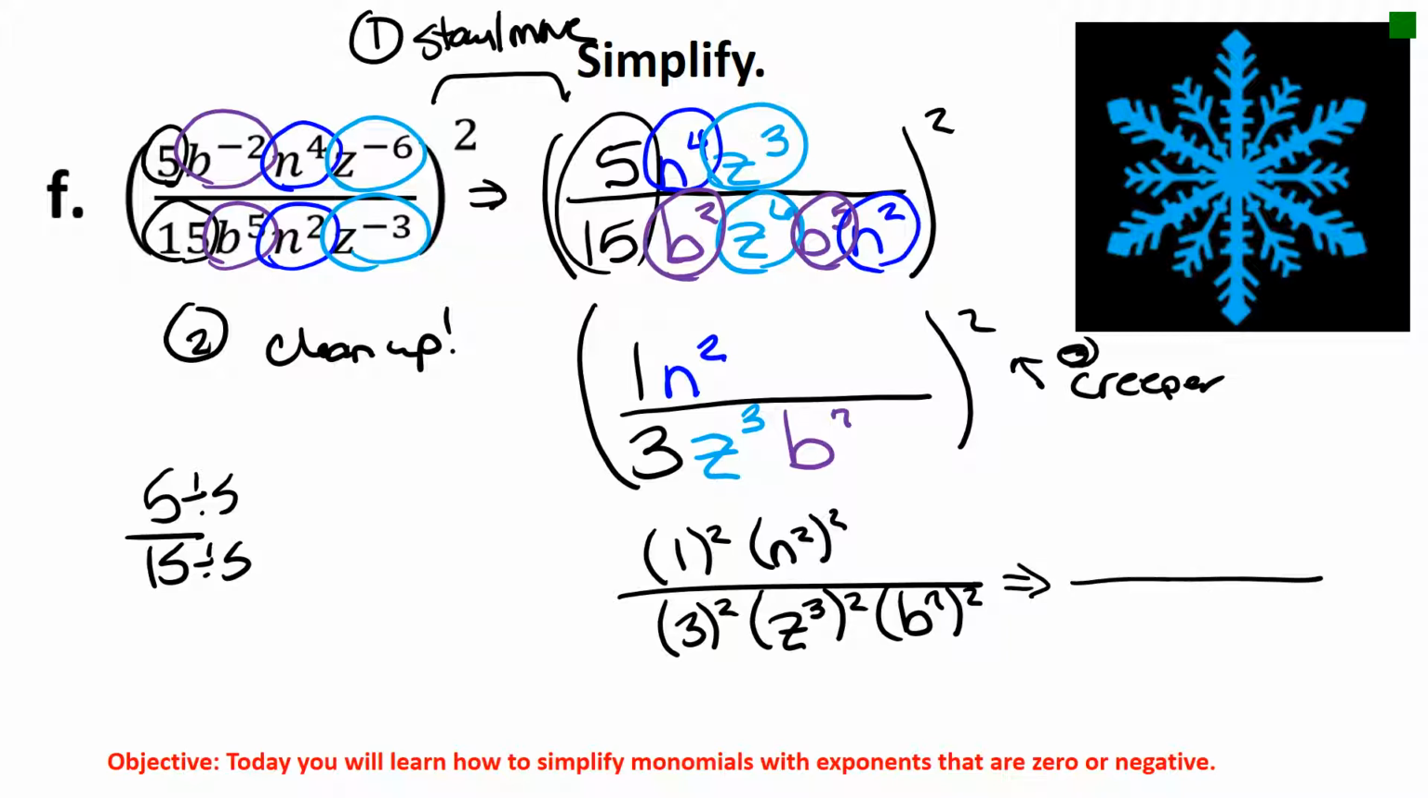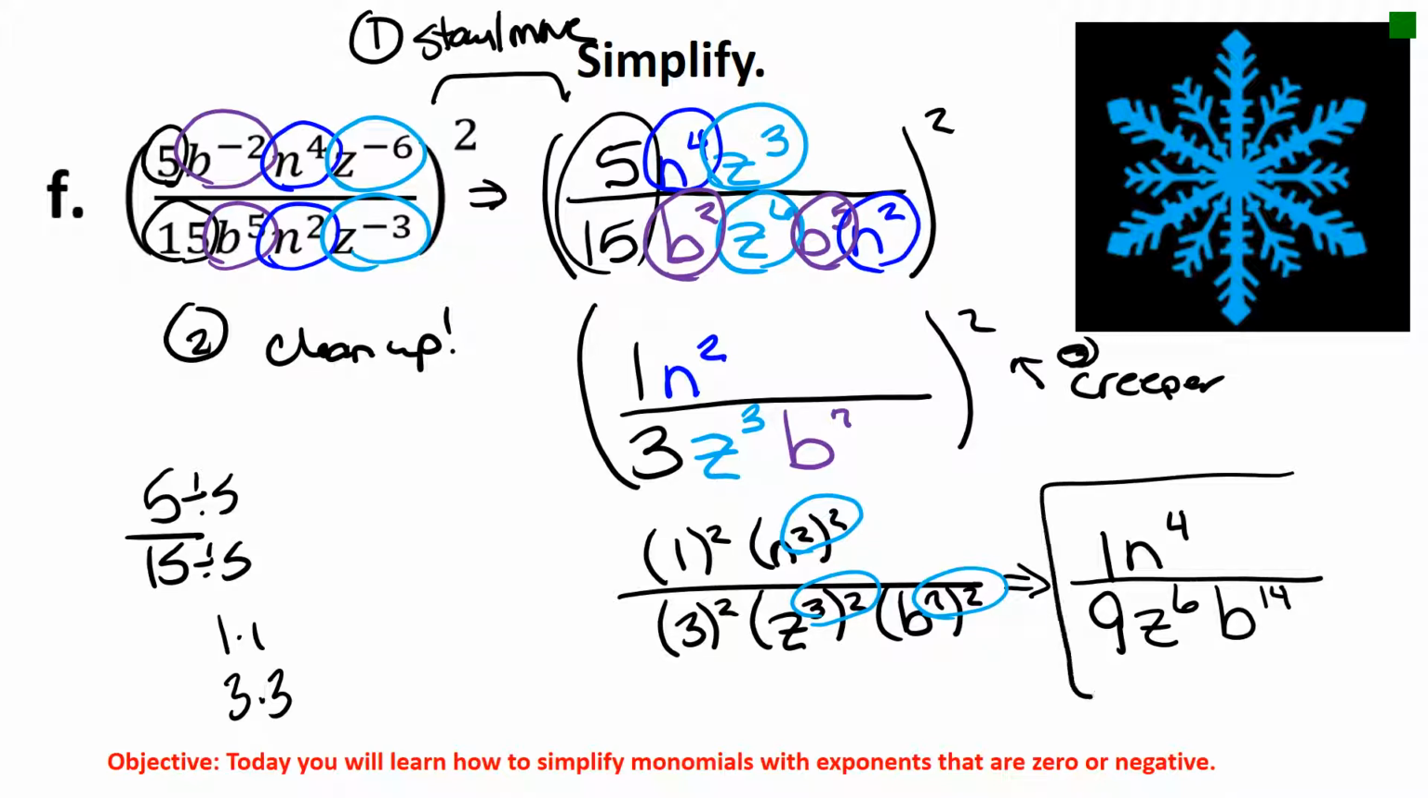And now I'm going to do 1 to the 2nd power. That means 1 times 1, which is 1. Remember, when I take a power to a power, it multiplies. So that's n to the 4th, because 2 times 2 is 4. 3 squared means 3 times 3. That is 9. Power to a power right here. I'm going to keep the base of z. 3 times 2 is 6. Power to a power right here. Going to keep the base of b. 7 times 2 is 14. And there is my final answer.